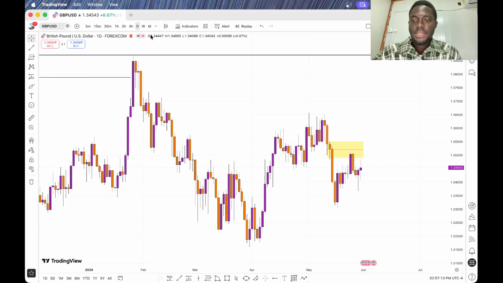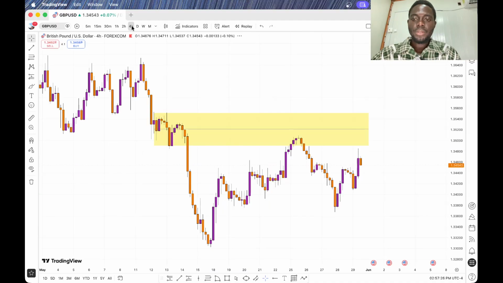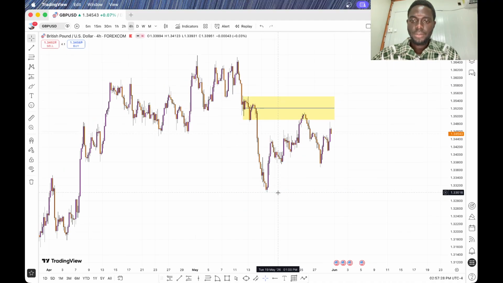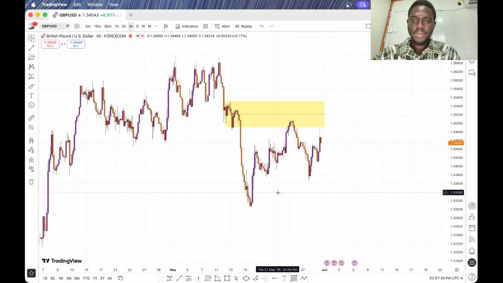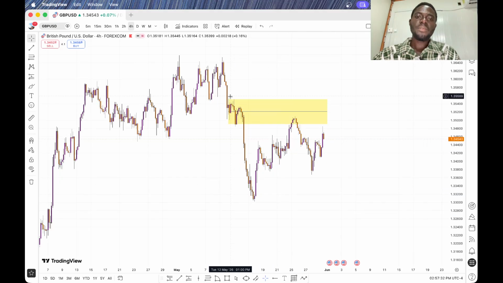So GBP USD, the previous week took out the high, and then it took out 2 weeks high, went to a higher high. Okay, so this is the level I had selected for GBP USD to tap into before it starts falling down, and it did just as expected.